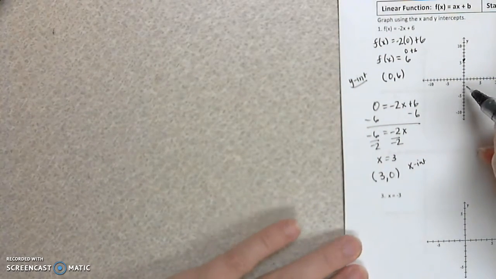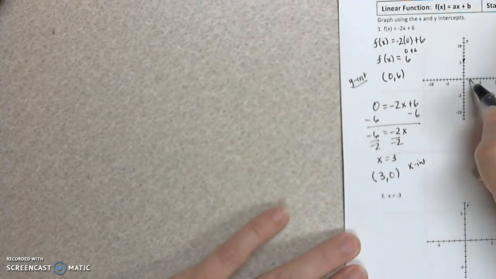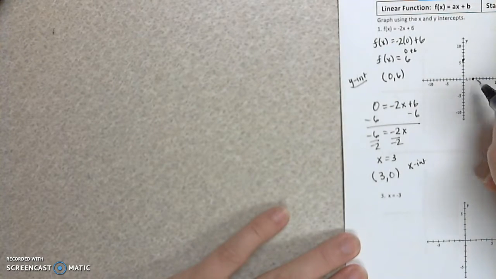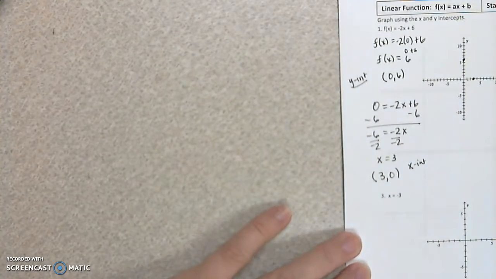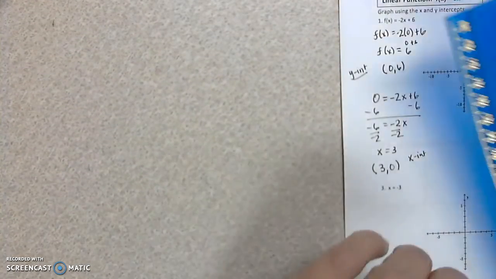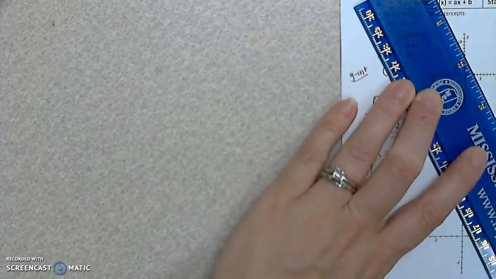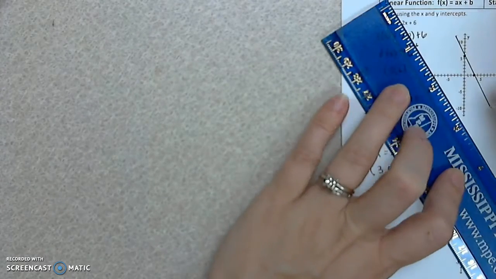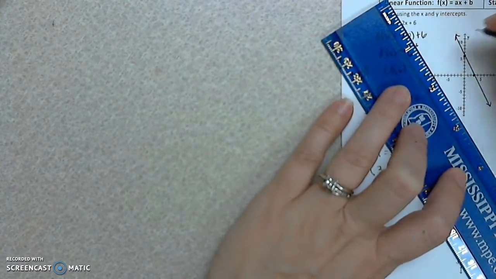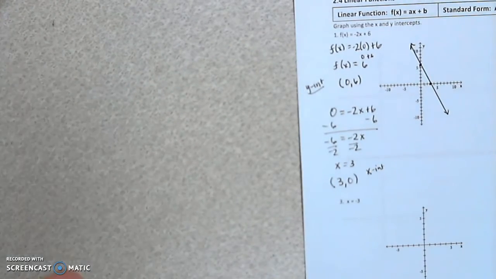So starting here at the origin, I'm going to go right 3, and I'm not going to go up or down any, because my y is 0. Alright, with these 2 points, now I can connect them. And now my line has been graphed.